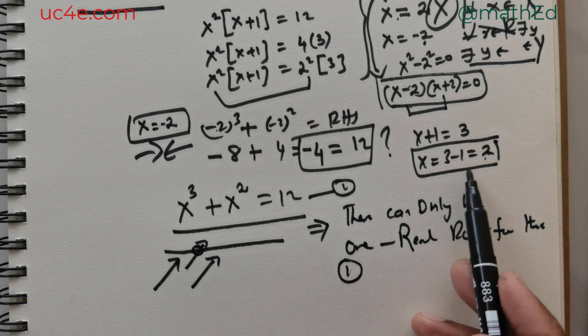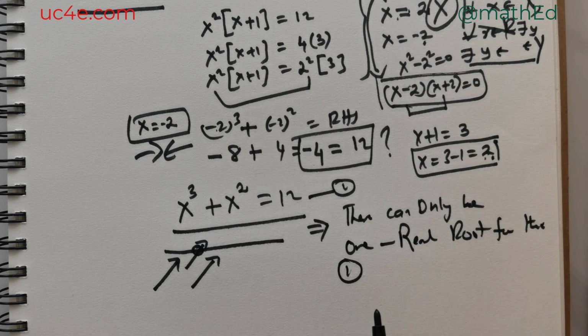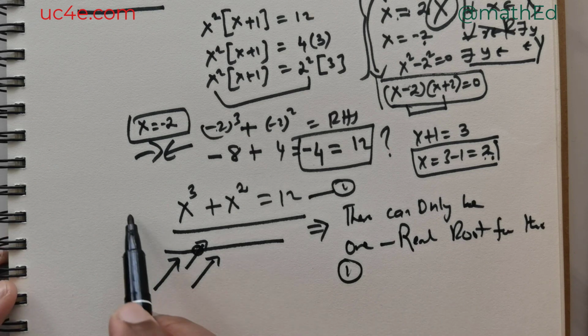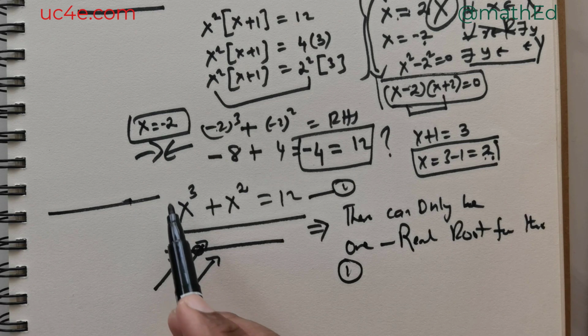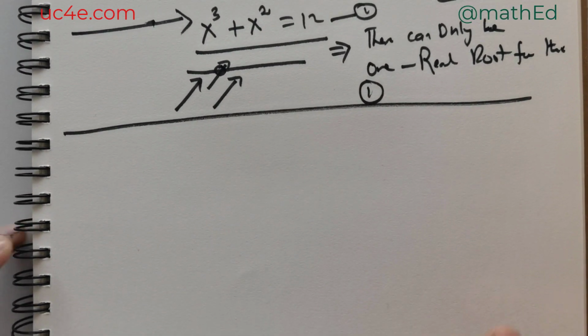So people cannot outrightly say, I have a root here, I got a root here, and so both constitute a root. No, that is not going to happen. And why it won't happen, I've given you the explanation here. So the question now is, how am I going to solve this question?